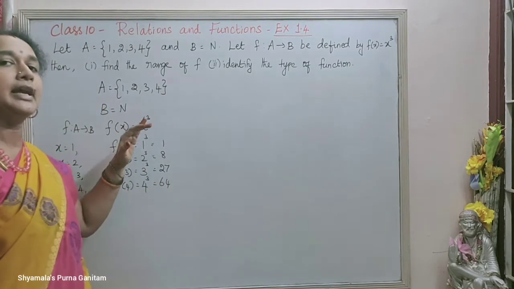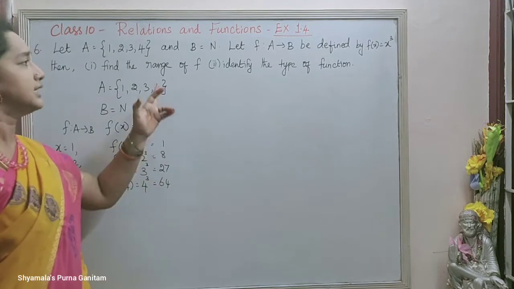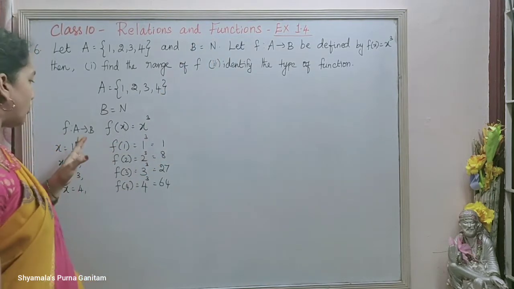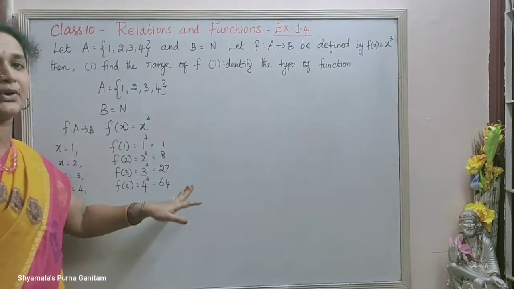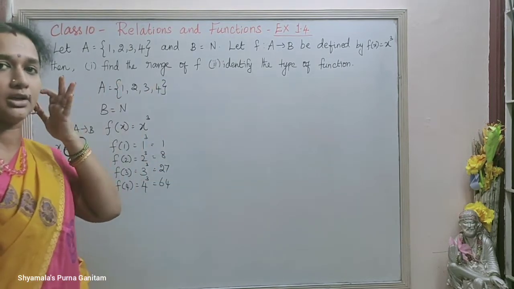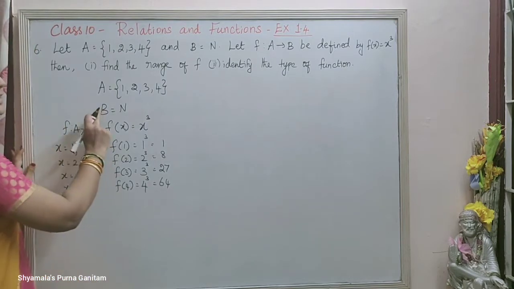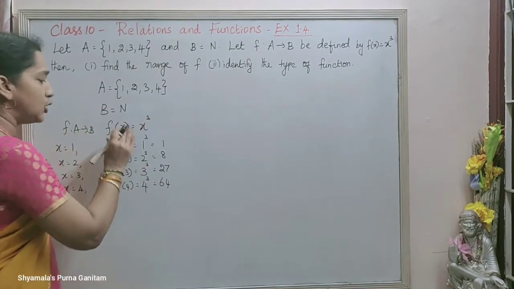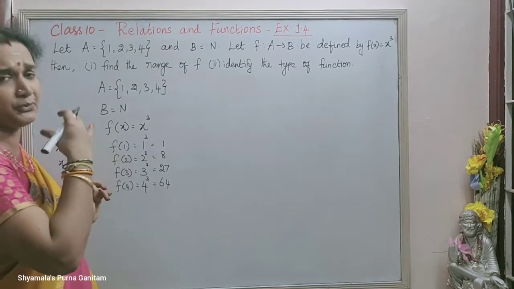So like this the elements will go on. The function is given as f of x is equal to x cube, so for all natural numbers you have to find the cube. That is how the function is related. B is given as the natural numbers, and these are the values you got for the function.